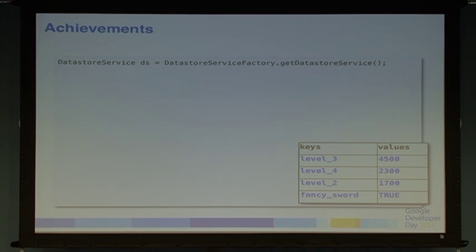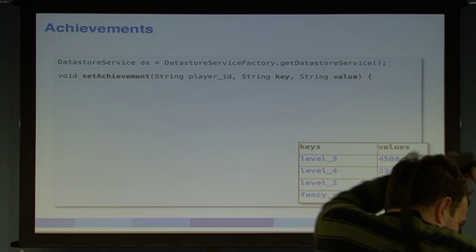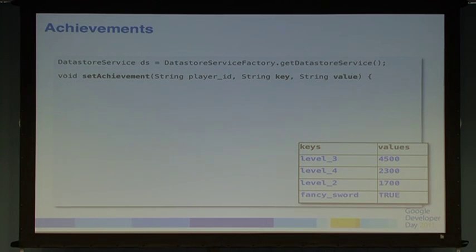This is pretty standard stuff. We create a data store service from the data store service factory, and then we implement this method called setAchievement. And this is what your game is going to use every time the player has an achievement. If they complete a level, if they pick up a fancy sword, if they complete the quest and find the magic golem in the box, they get an achievement.